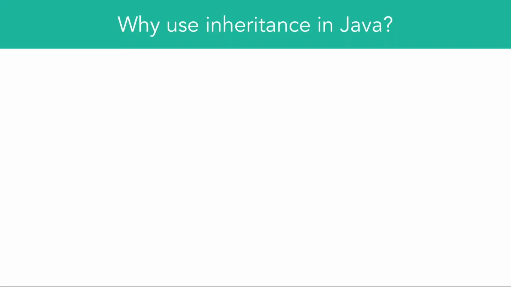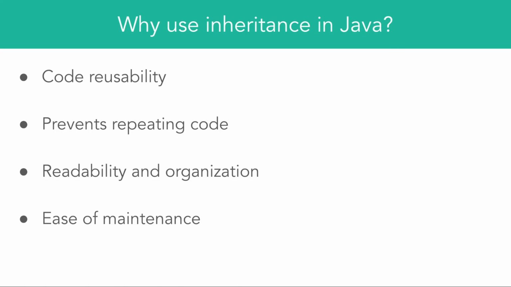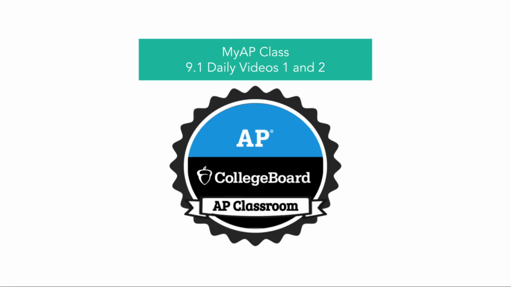Why use inheritance in Java? Code reusability. Higher level classes can be used over and over again in many situations. It prevents repeating code. Common characteristics are in one location rather than many. It improves readability and organization. Having an organized structure of your classes and objects allows for greater readability and cohesion. Ease of maintenance. Changing a general behavior in one place rather than many saves time and effort. 9.1 daily videos 1 and 2 cover the is-a relationships in more detail.